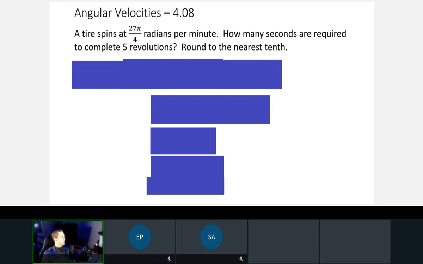All right, angular velocities. So another word problem. This one says a tire spins at 27 pi over 4 radians per minute. How many seconds are required to complete 5 revolutions? Round to the nearest tenth.